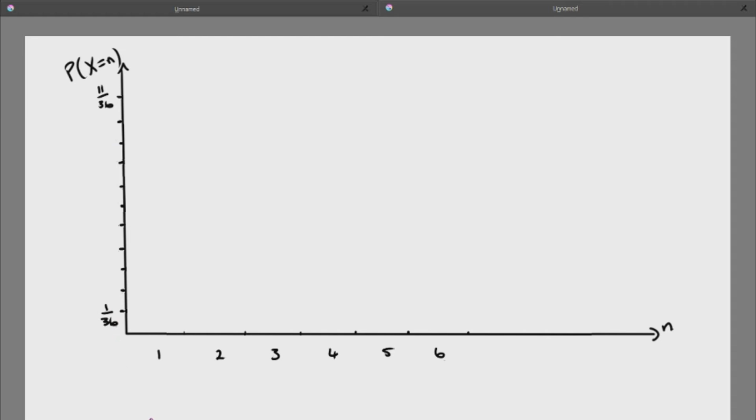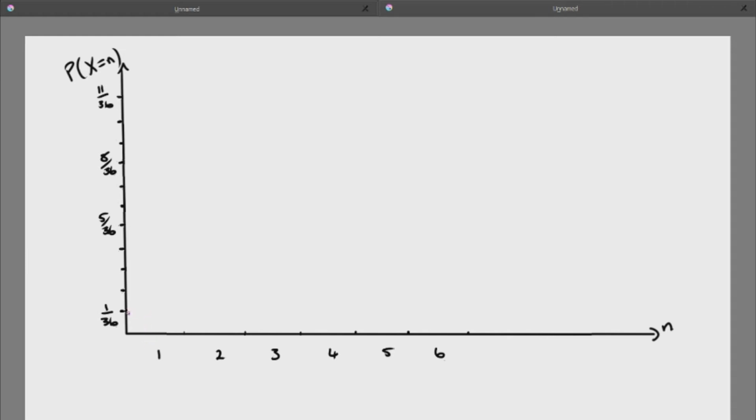I'm not going to write every fraction because I don't have a lot of space. But let's write maybe the middle one there. 1, 2, 3, 4, 5 out of 36. It's over there. 6, 7, 8 out of 36. It's over there. And so like that.